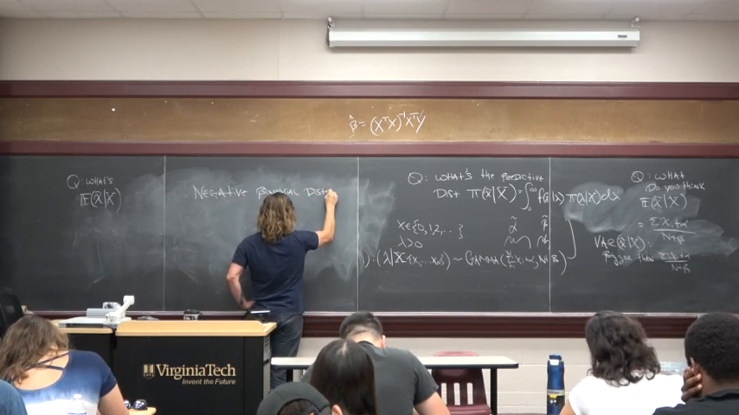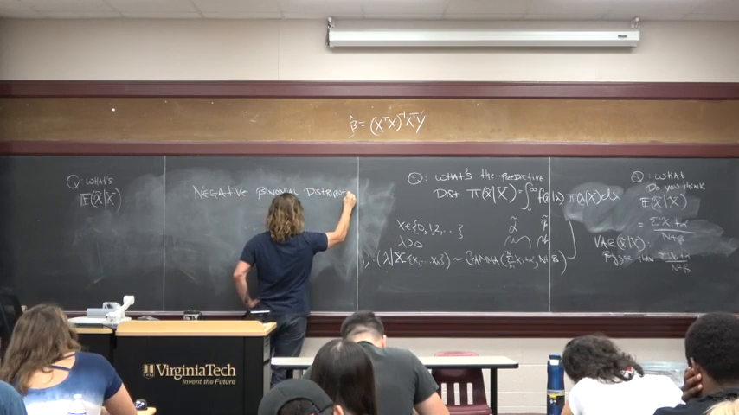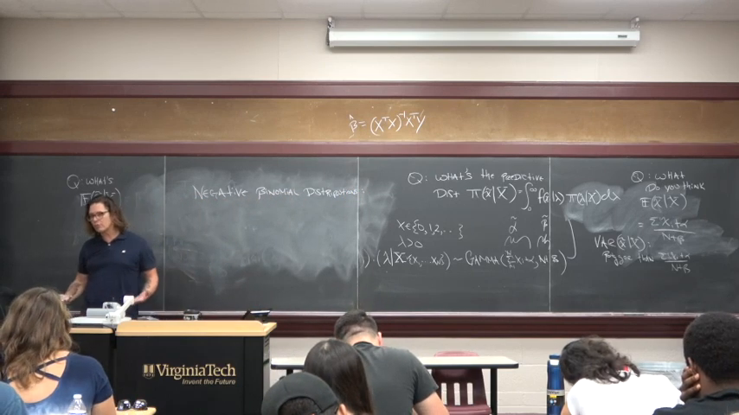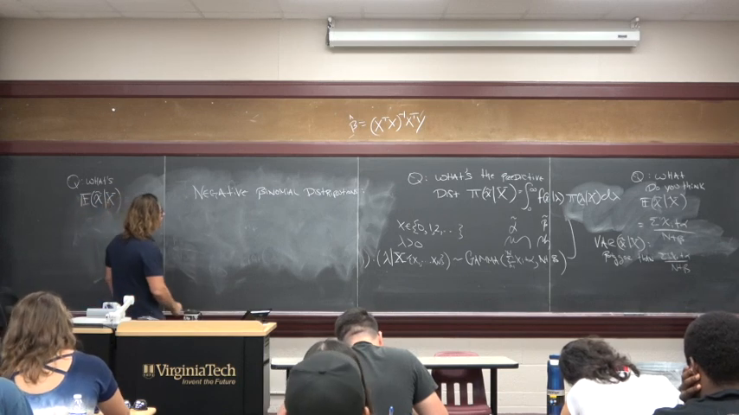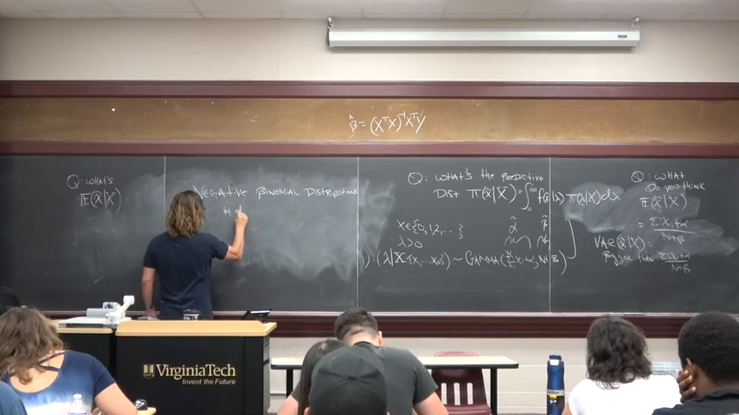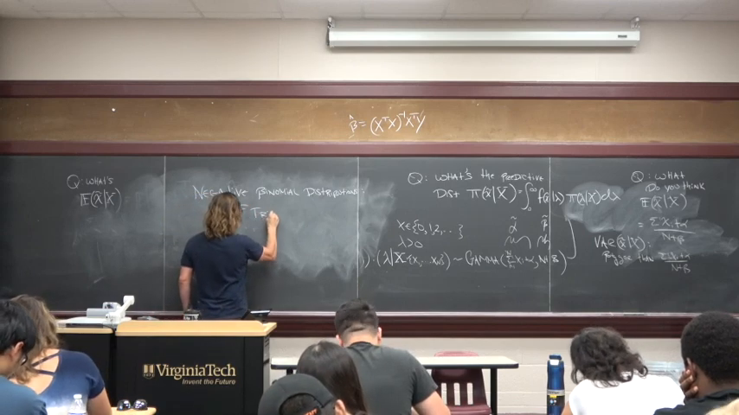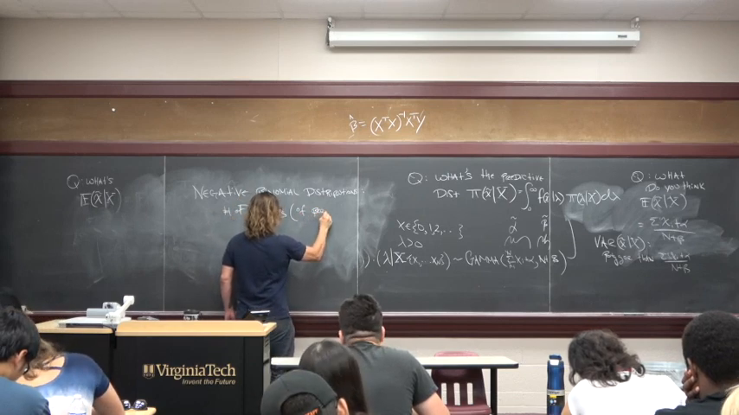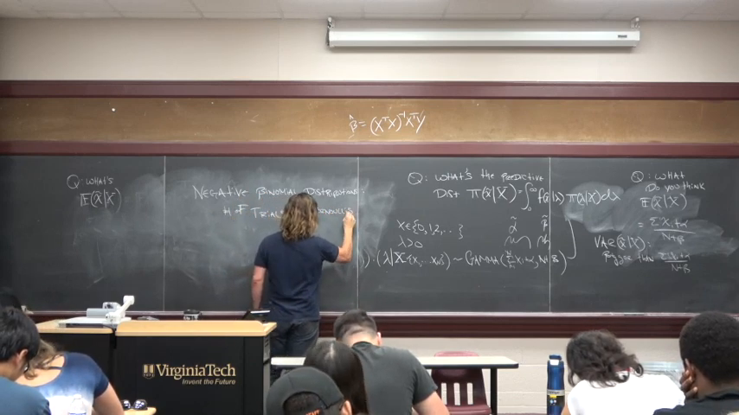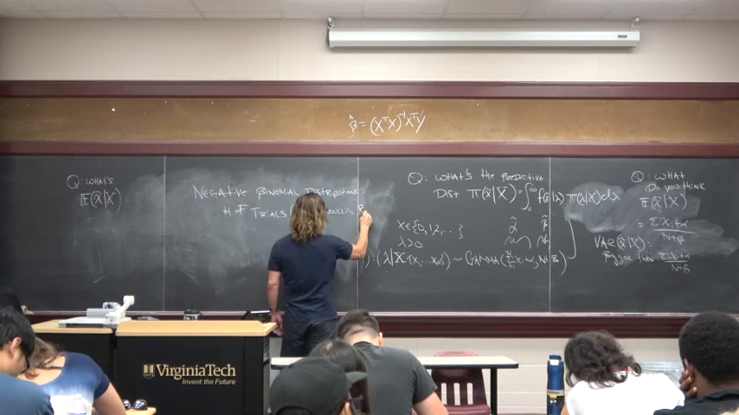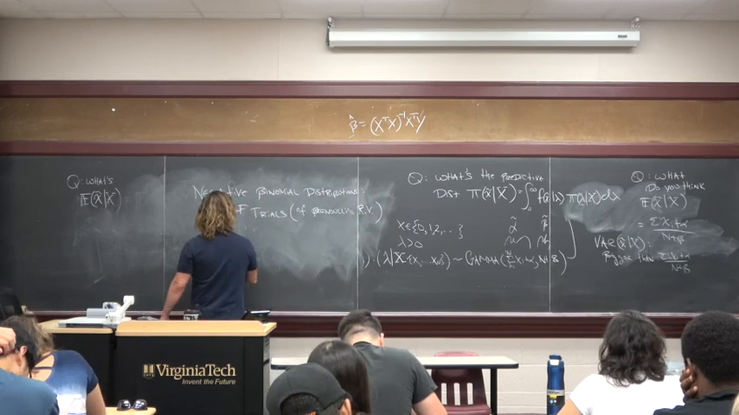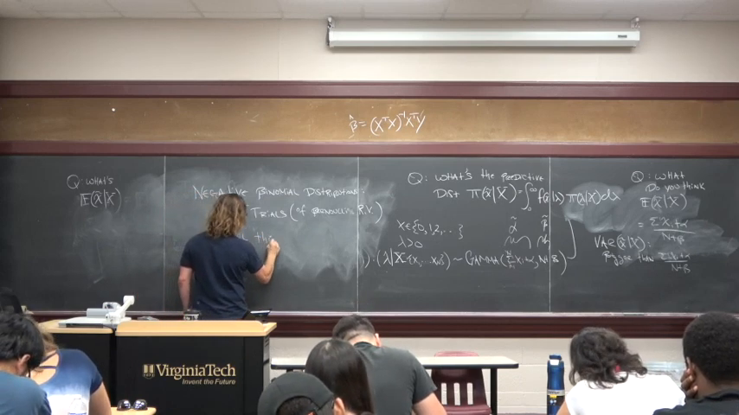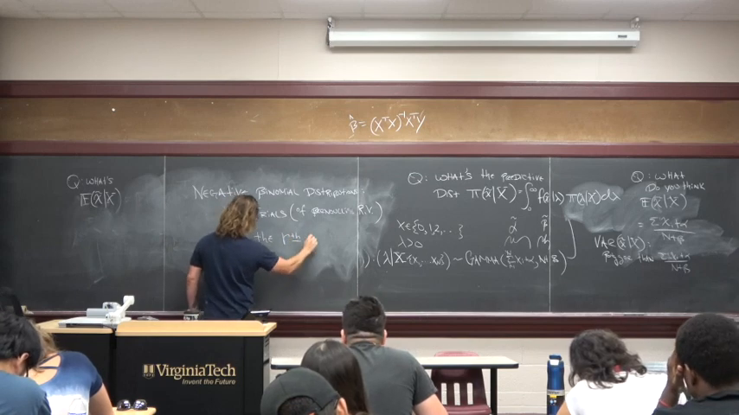So, negative binomial distributions. I'm going to characterize it this way. There are other ways to characterize the negative binomial, but I'm going to say it's the number of trials of Bernoulli random variables until the rth success.